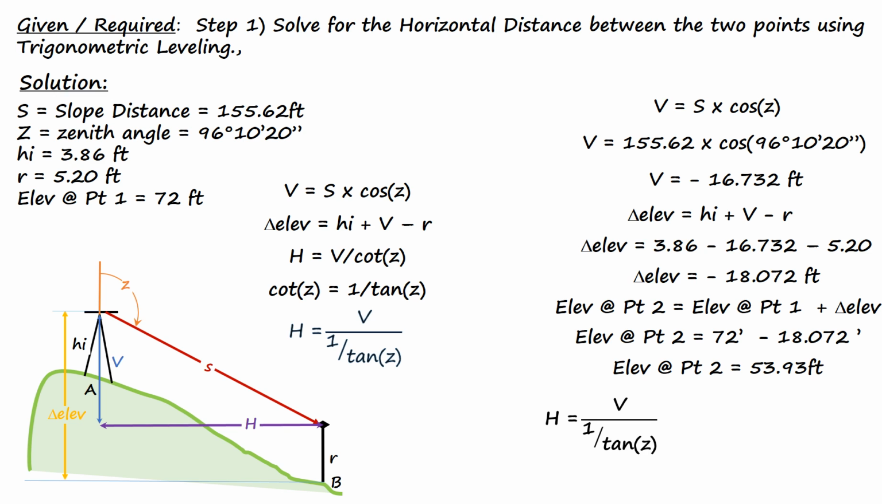Now we have to solve for the horizontal distance. So we're going to take the vertical distance of negative 16.732 and divide it by 1 over the tangent of 96 degrees, 10 minutes, and 20 seconds. 1 over the tangent of an angle is actually the cotangent, but we don't have cotangent in our calculator, we just have the tangent. So when we solve this, we figure out the horizontal distance is 154.718. Now, if you get your horizontal distance greater than your slope distance, you know that you've made an error, because the hypotenuse is always the longest length in a right triangle.